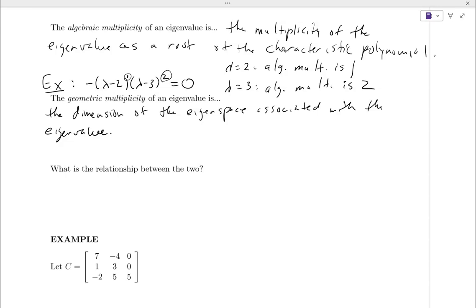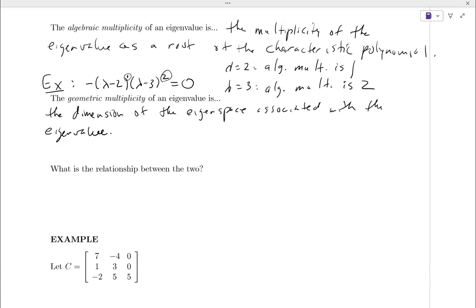So in the previous example, we had one vector in the basis for our eigenspace for lambda equal to 2. So the geometric multiplicity was 1 for lambda equal to 2. We had 2 vectors in our basis for the eigenspace for 3. So the geometric multiplicity was 2 in that previous example.